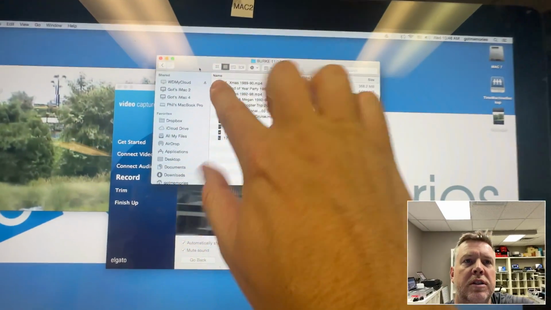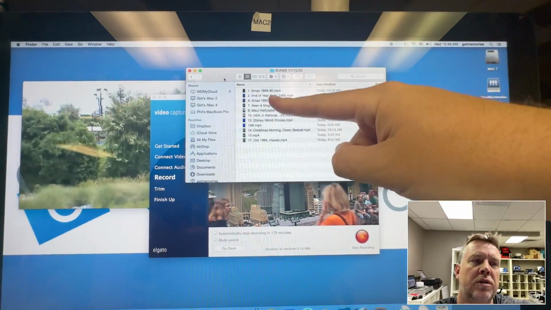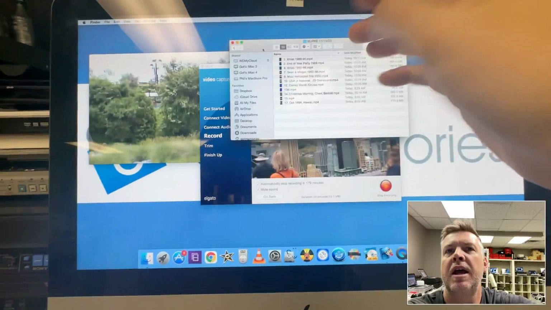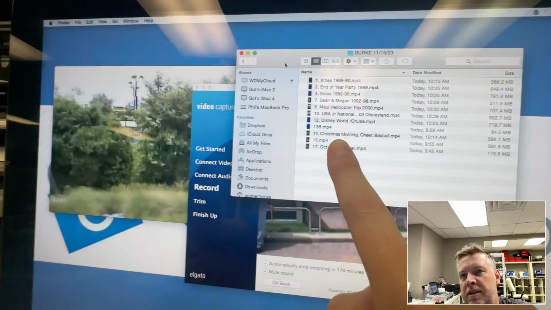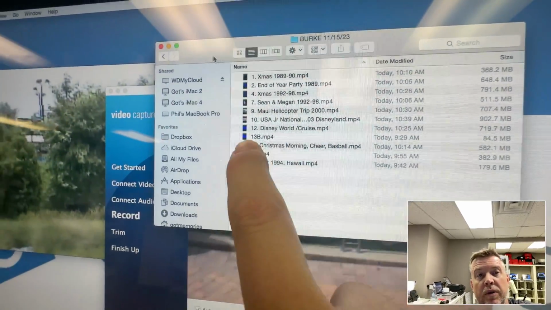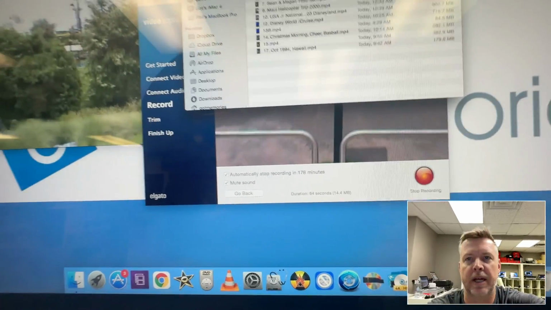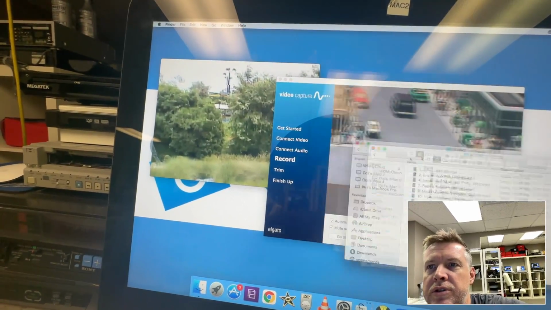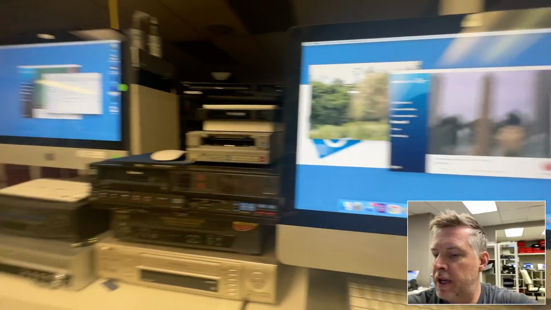I'm slowly starting to build the files here. This is like a 19 tape job. I've named some of them. Other ones I haven't because they're not labeled. So I'm going to go through them and see what the content is. You know, it looks like Christmas morning. It's got a date stamp, 1989. I put that in there. All this extra stuff. So yeah, anyway, that's running good.